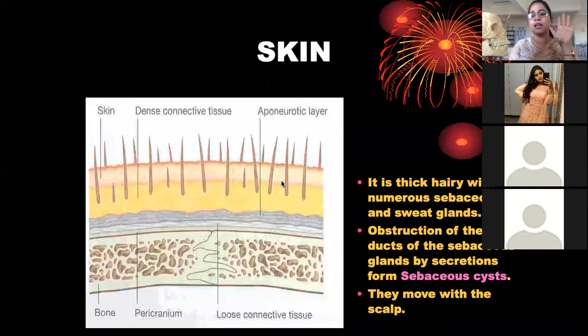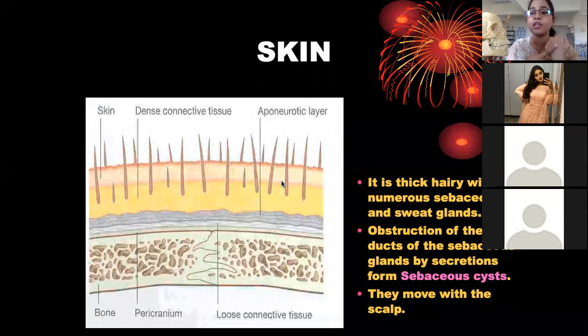What is thick skin? The skin lying on the palm of your hand and the sole of the foot is called thick skin, or non-hairy skin. There is no hair on this skin, so it is called thick skin or non-hairy skin. The skin on the back side, the rest of the body, is called thin skin, or hairy skin.